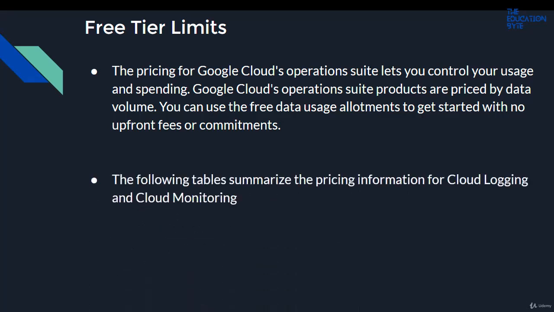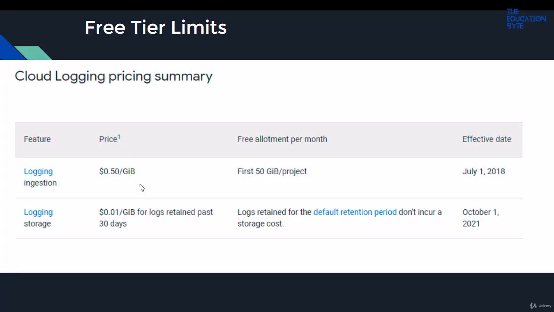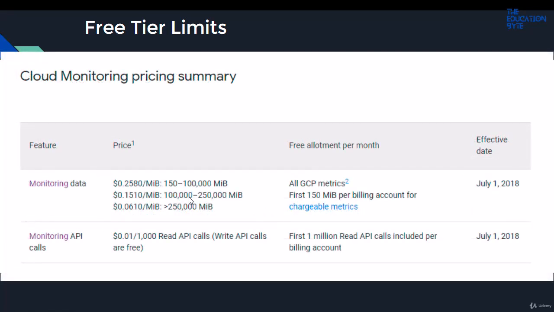The following table summarizes the pricing information for Google Cloud Logging and Cloud Monitoring. In logging, from an ingestion perspective, you have this much allotment per month. And from a storage perspective, you have this much allotment per month. And from a Cloud Monitoring perspective, these are some of the free tier limits in terms of monitoring data and how many API calls you can make. Again, all this is available in the Google Cloud free tier limits documentation. You can have a look for more detailed information around this.